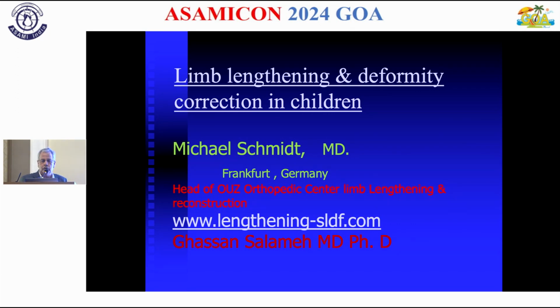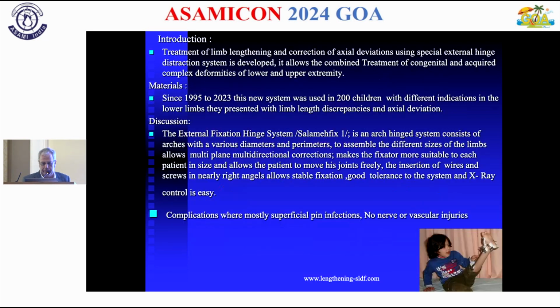So I will give a very short overview of our treatment indications in limb lengthening and deformity correction in children. The treatment of limb lengthening and correction of axial deviations using a special external hinge distractor system was already introduced yesterday by Ghassan Salmeh. Since 1995, we have used this method in 200 children with different indications in the lower limb. They presented with limb length discrepancy and axial deviation.